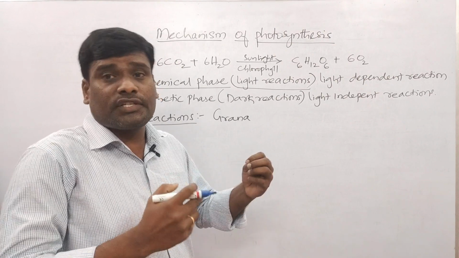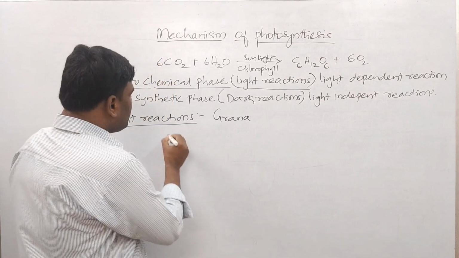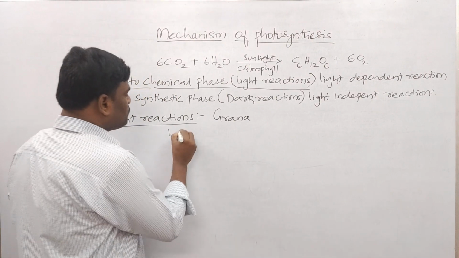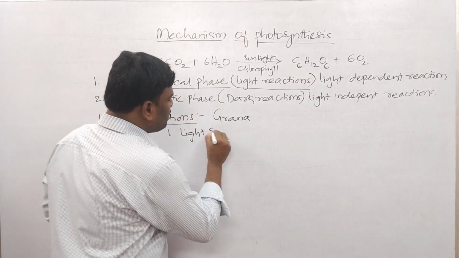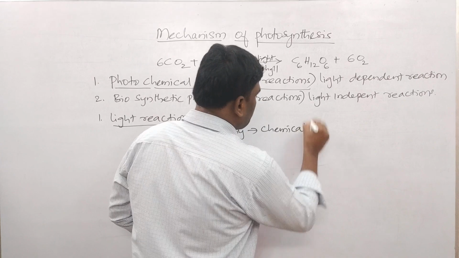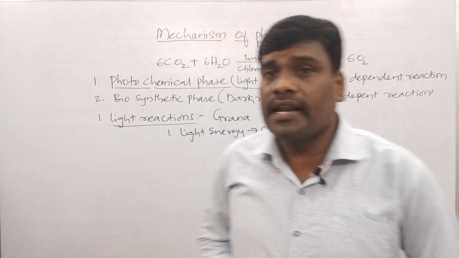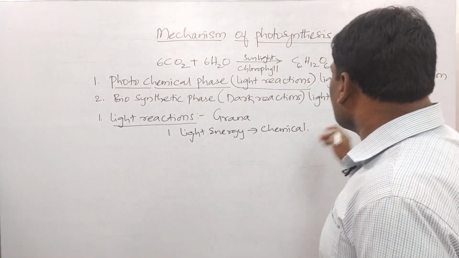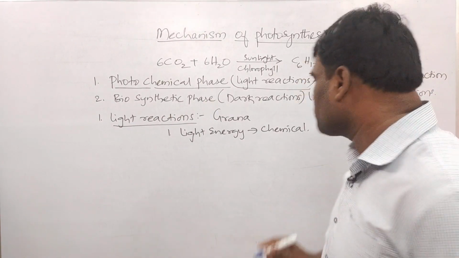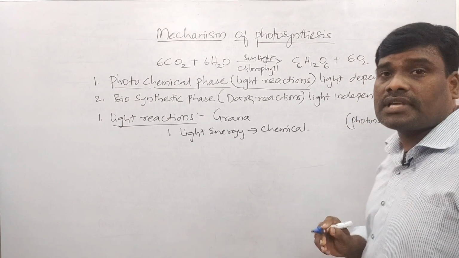Got it? So these light reactions occur in 3 steps, children. There are several steps in these light reactions, but the very important first thing is that they convert the light energy into chemical energy. So how will it convert? Let us see. In the first step, the light energy consists of what, children? The smallest particles called photons.